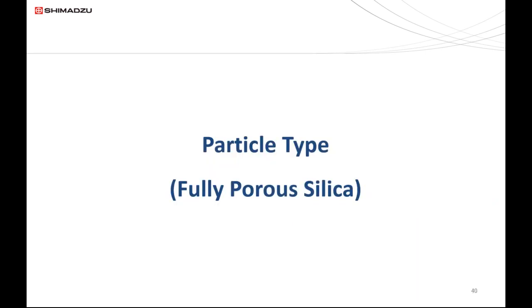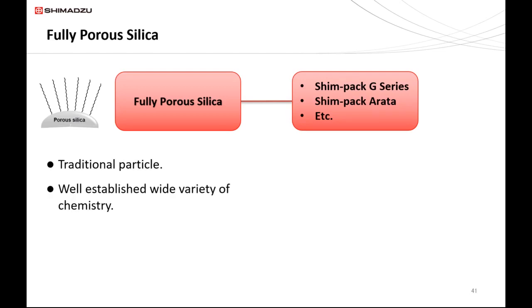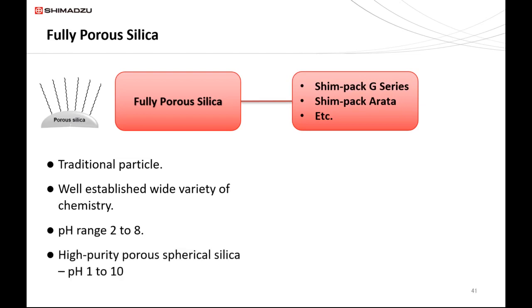First, we have the fully porous silica particle columns. The fully porous silica particle is the most traditional particle type which is still being used today. They are well established and have a wide variety of different phase chemistry available. However, they usually have a limited pH stability range, usually around 2 to 8 for a standard C18 column, while higher purity silica can withstand a larger range of pH of around 1 to 10.